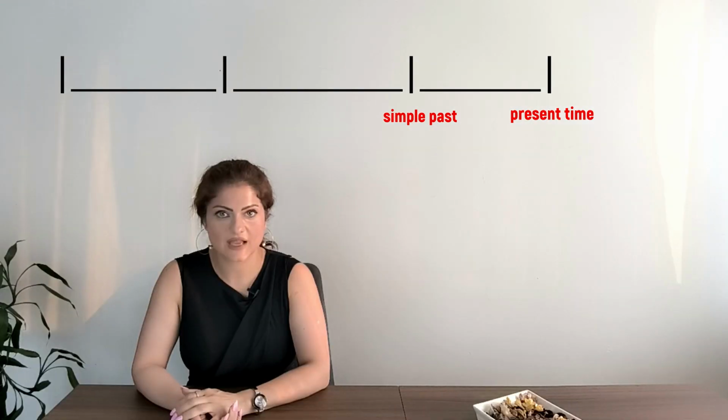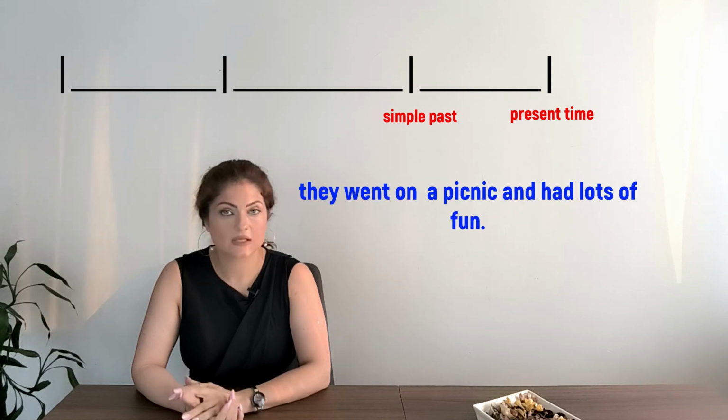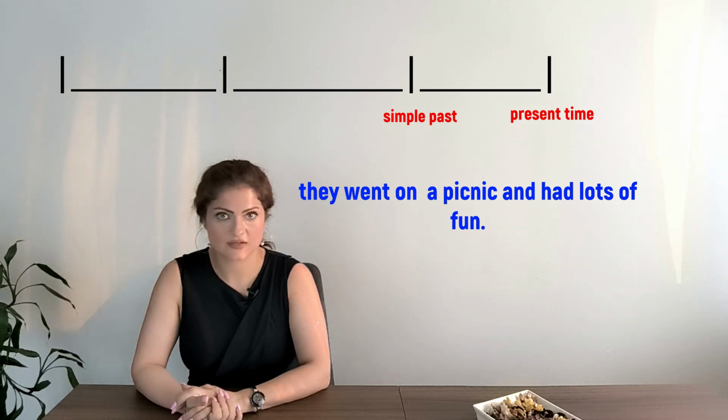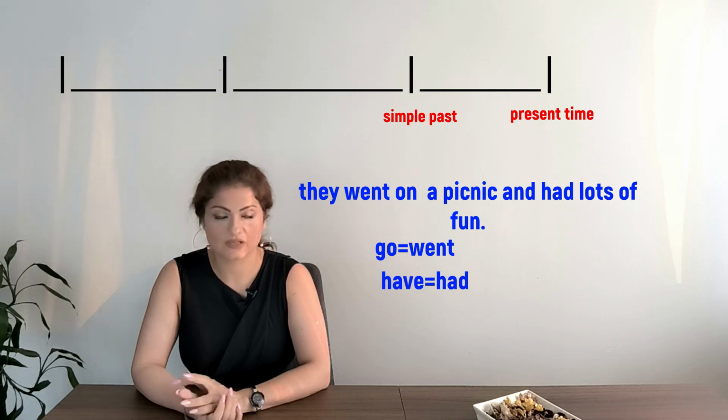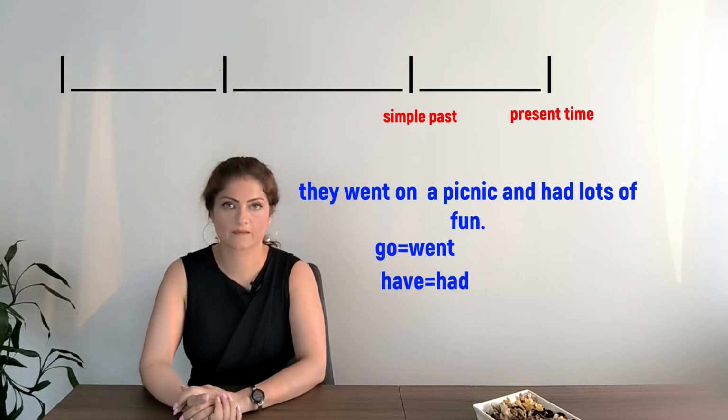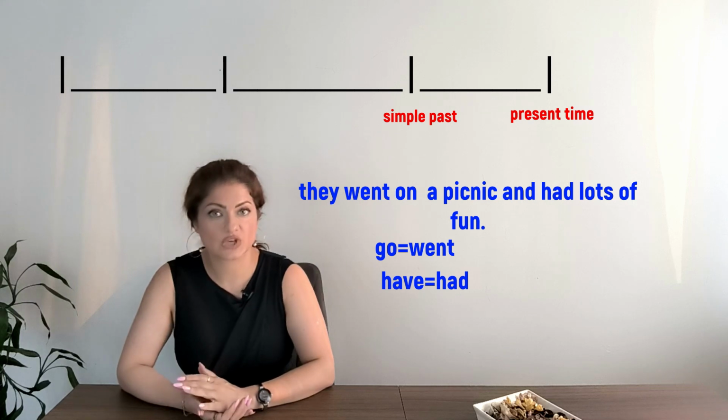Let's see some examples in simple past. They went on a picnic and had lots of fun. Went is the past tense of go. So go is an irregular verb. And had is the past tense of have. So have is an irregular verb. Here the form of the verb changes.